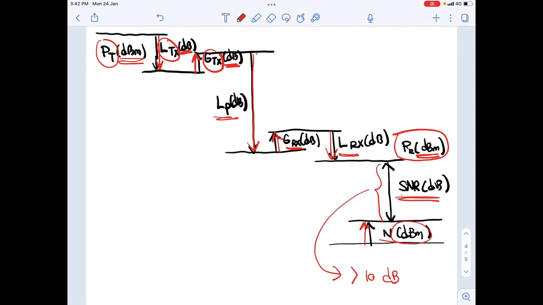then you can look at this diagram and trace all the way back to the transmit power, to see what it needs to be in order for the receiver to have at least a signal to noise ratio equal to 10 dB. The way we analyze this is what we call the link budget. At the end, we want to know what is the proper transmit power that needs to be there.